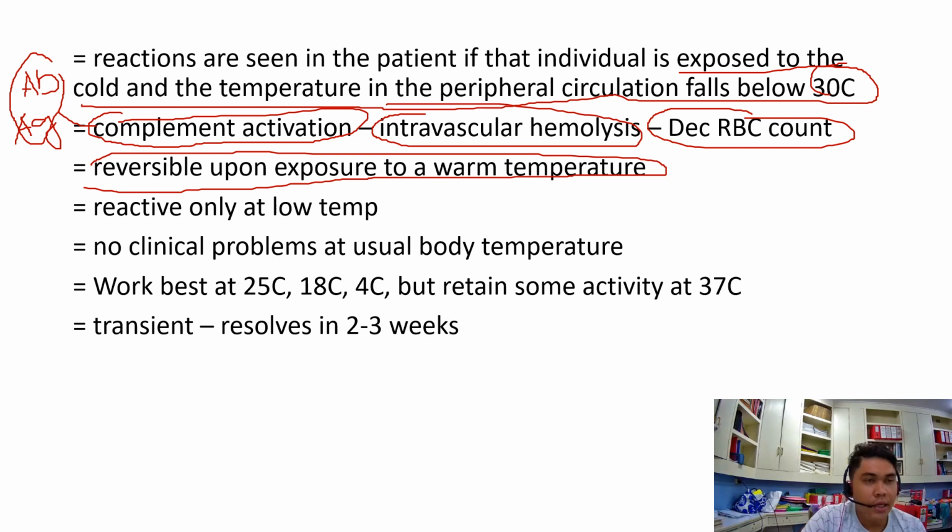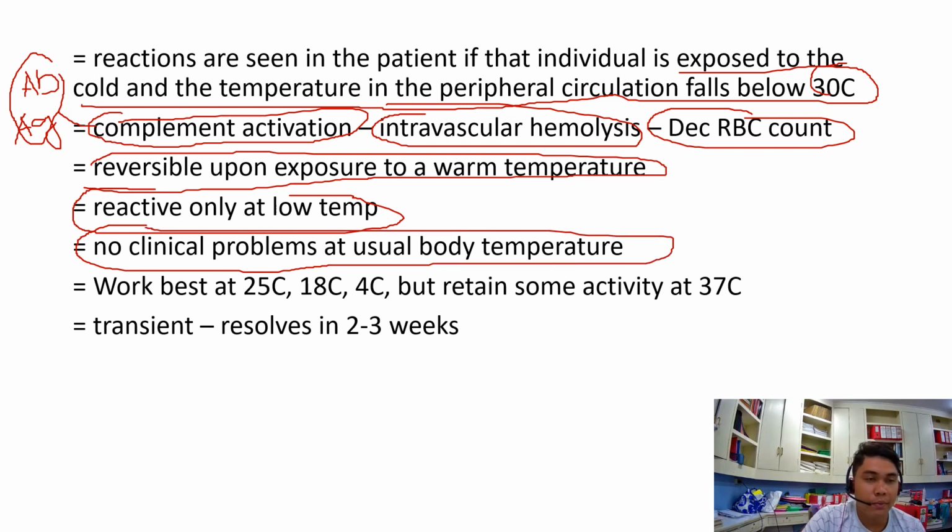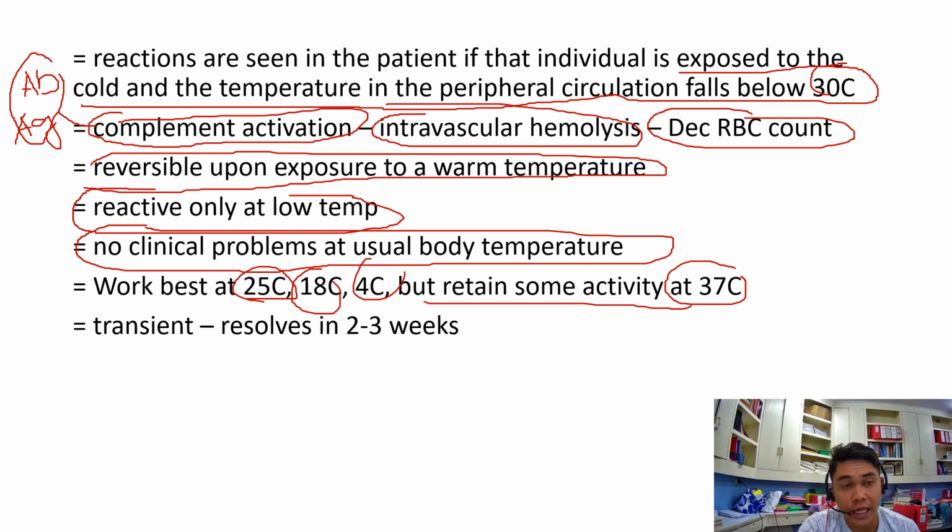Okay. Next, reactive only at low temperature and no clinical problems at usual body temperature. Works best at 25, 18, or 14 degrees Celsius, but retains some activity at 37, especially if you have paroxysmal cold hemoglobinuria. Because paroxysmal cold hemoglobinuria is not your typical cold agglutinin disease. For paroxysmal cold hemoglobinuria, you're producing an IgG autoantibody that is capable of reacting at 37. But for the typical cold agglutinin, you're producing IgM.